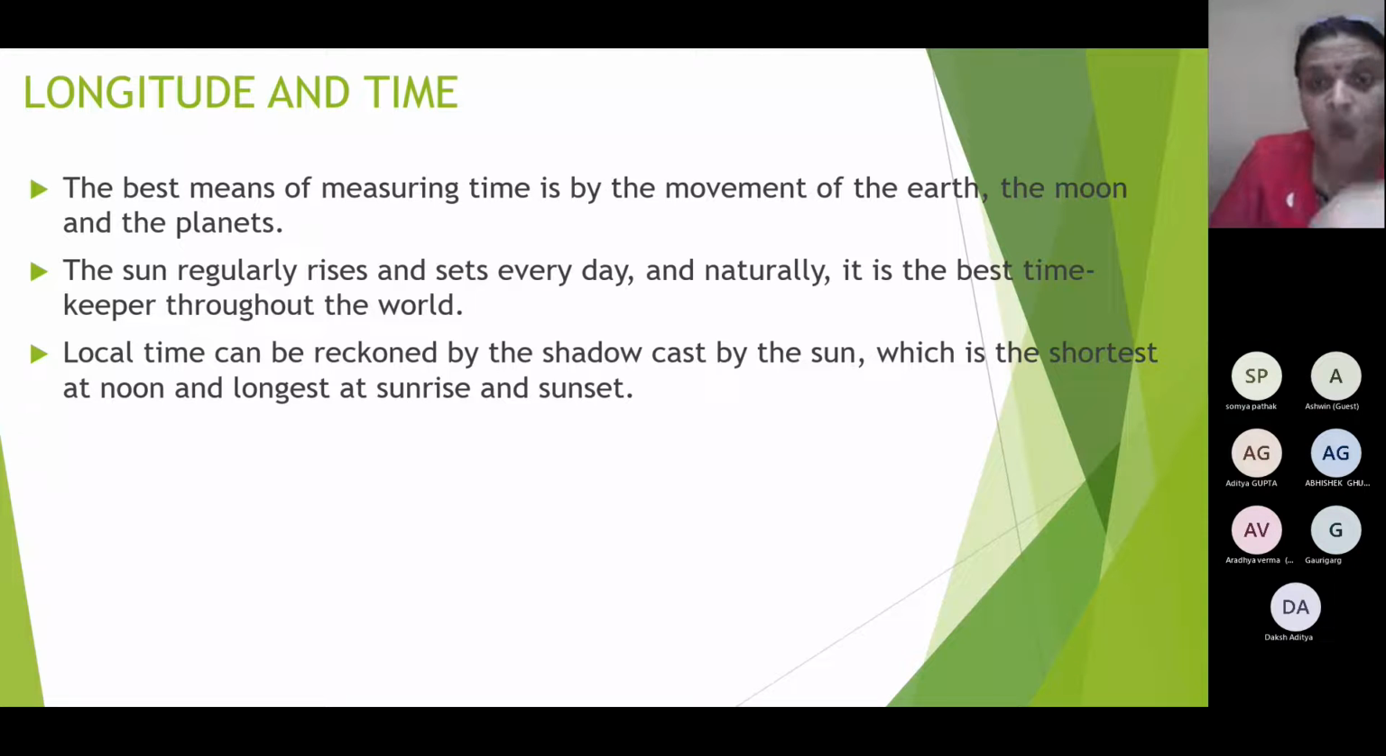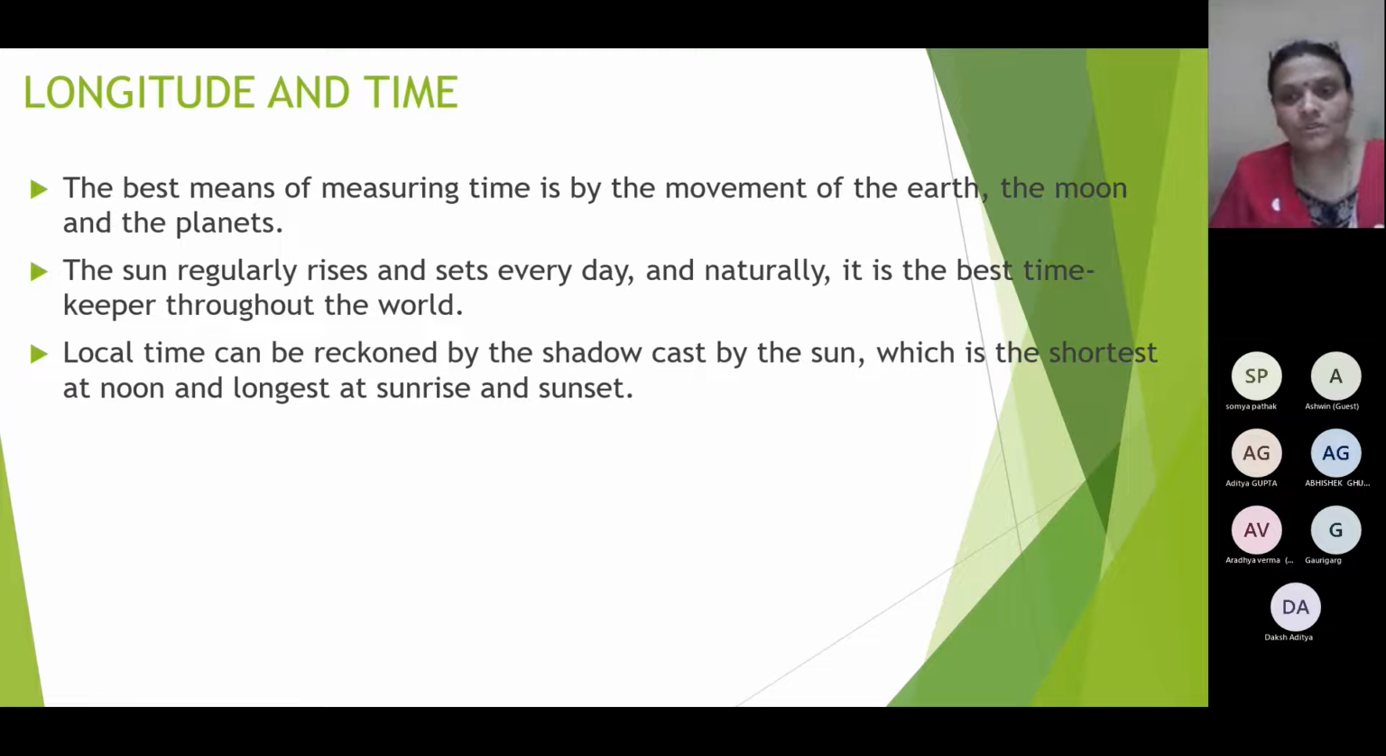Local time now. But how are we deriving one standard time for all places, all over the country? This is how we are going to do it now. I'll tell you. Local time can be reckoned by the shadow cast by the sun, which is shortest at noon and the longest at sunrise and sunset.